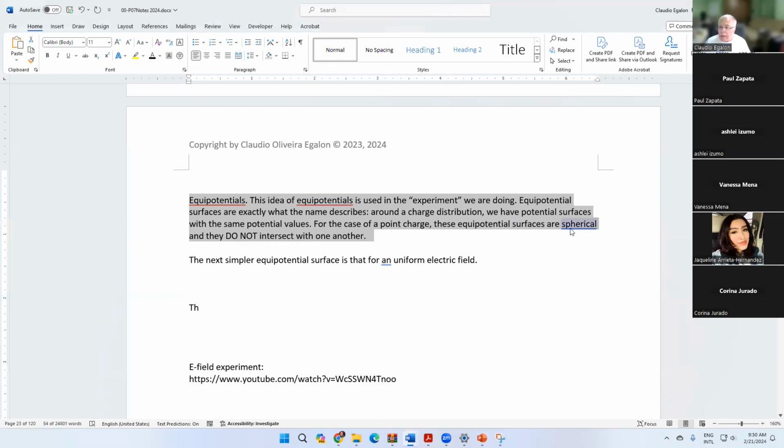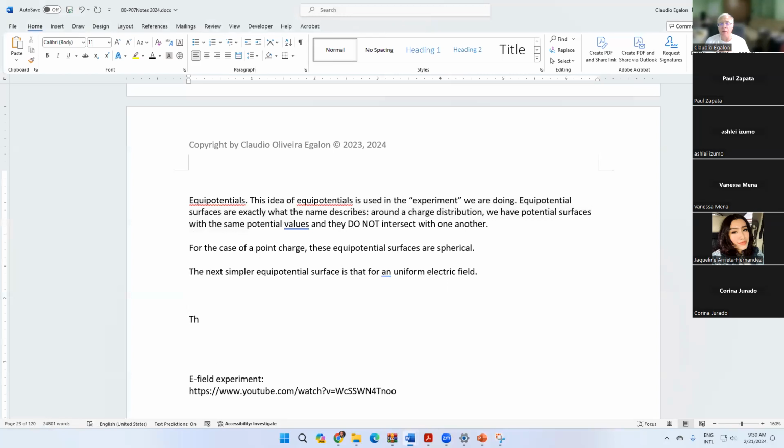We have surfaces with the same potential values, and they do not intersect with one another. No matter what type of equipotential surface we have, they do not intersect with one another. For the case of a point charge, these equipotential surfaces are spherical. The next simple equipotential surface is that of a uniform electric field, which has planar equipotential surfaces. That we saw.